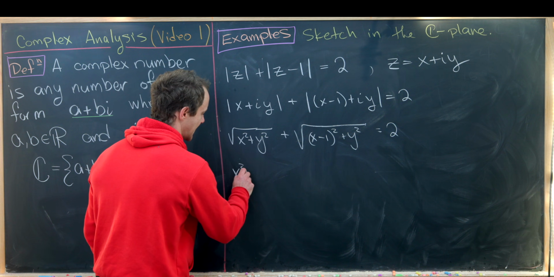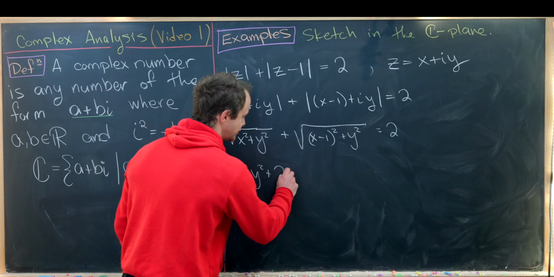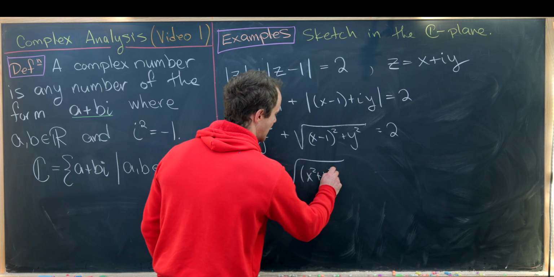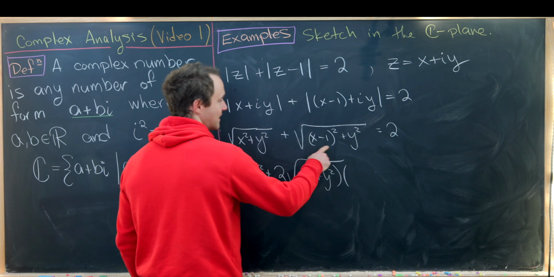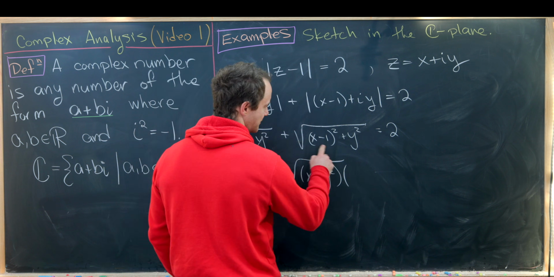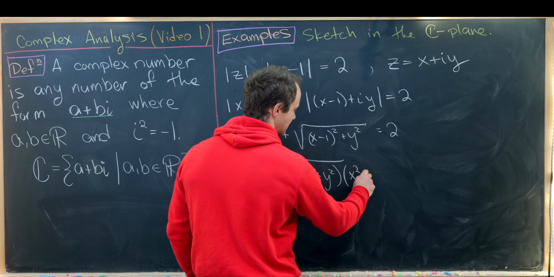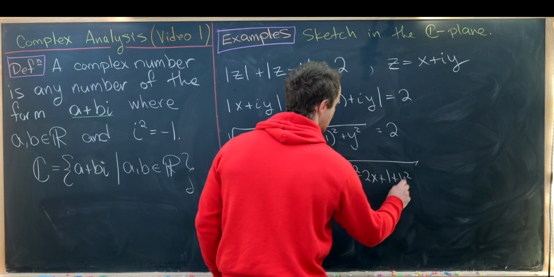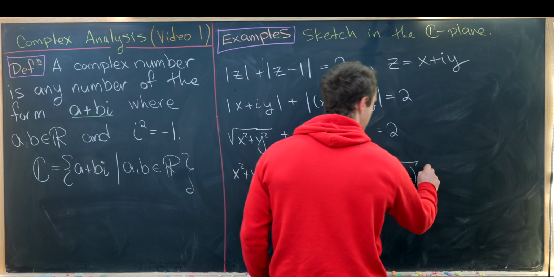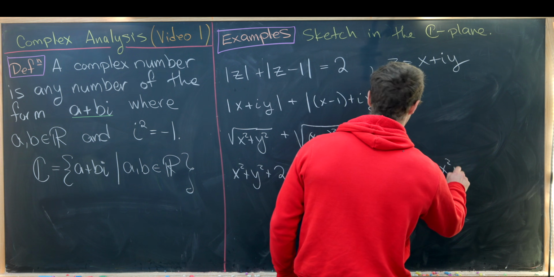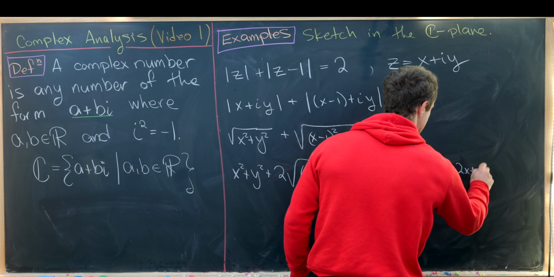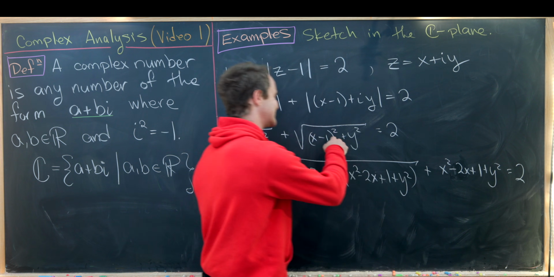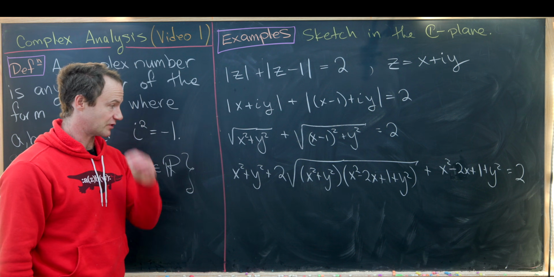So that'll leave us with x squared plus y squared plus 2 times the cross term, which will be the square root of x squared plus y squared times x minus 1 squared plus y squared. Maybe I'll multiply that out so we have x squared minus 2x plus 1 plus y squared. Okay, that's good. And then plus x squared minus 2x plus 1 plus y squared equals 2, where that's this thing multiplied out, just like we had previously.